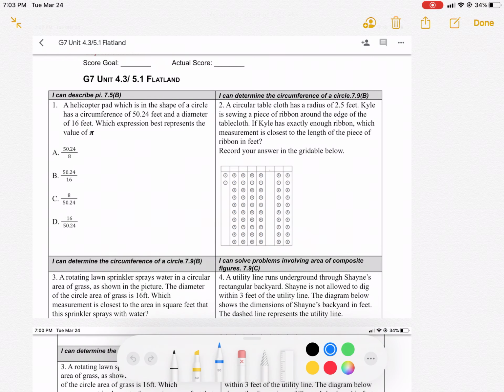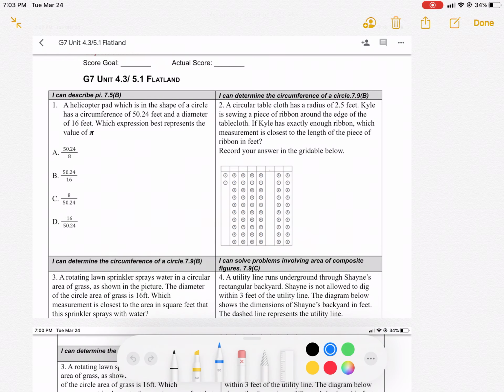So remember, pi is going to be the ratio of the circumference over the diameter. They have given you the circumference and the diameter, so put them into a fraction and find the answer, and that's it. Number two, the common mistake that I have seen is that you guys use the wrong formula.